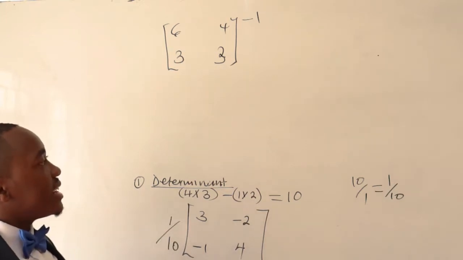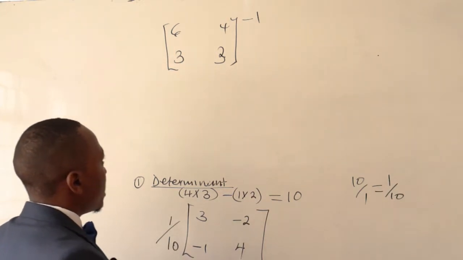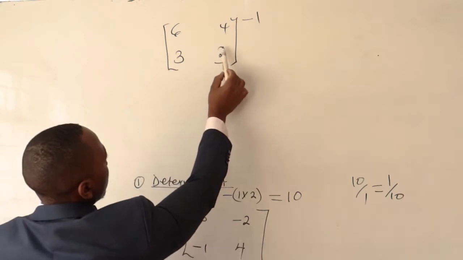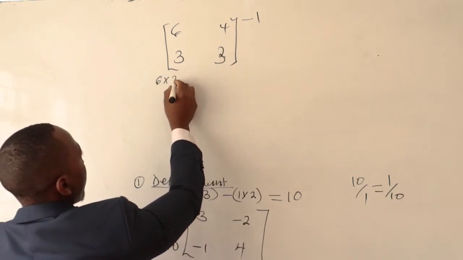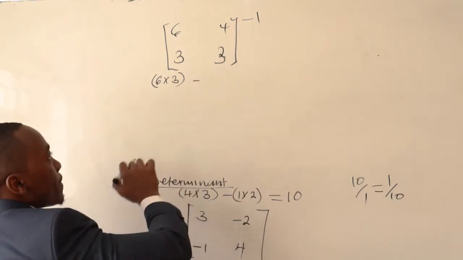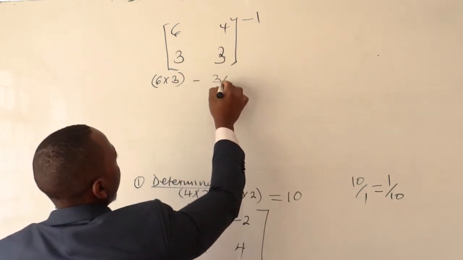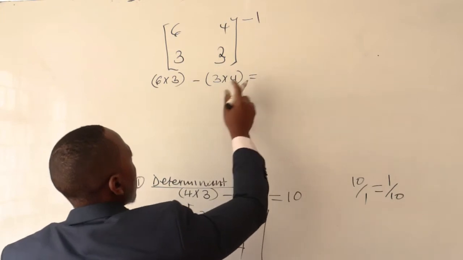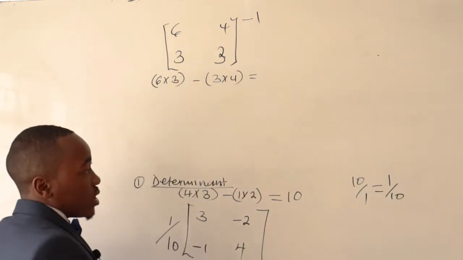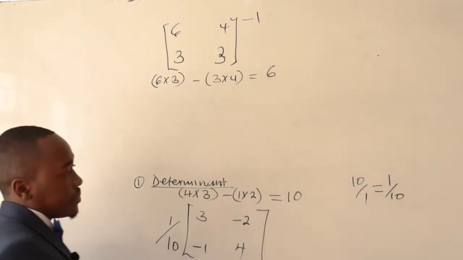So step number 1, you get the determinant. And how do you get the determinant? You take the major diagonal element, which is 6, you multiply by 3. You deduct the minor diagonal element. These are the minor diagonal elements, and we have 3, you multiply by 4. So that's 18 minus 12, you have 6.